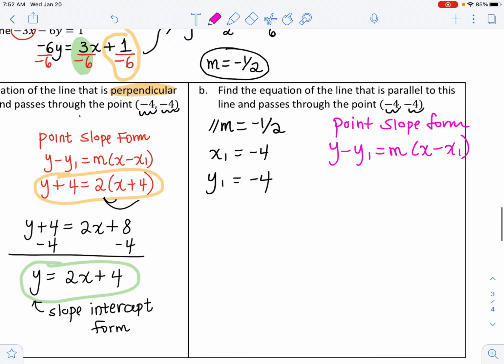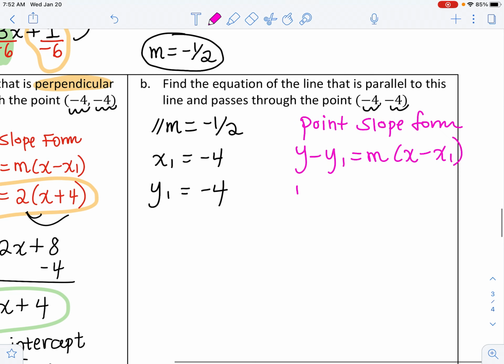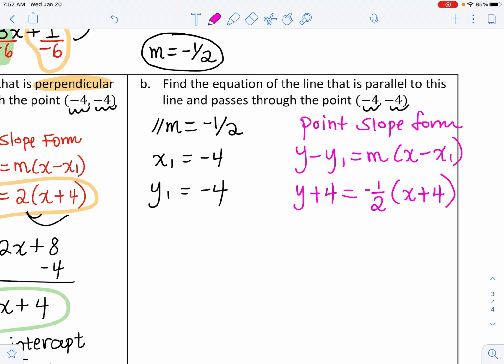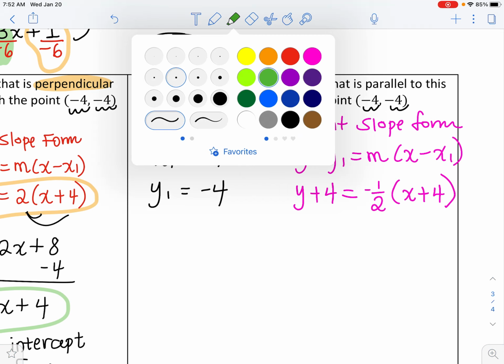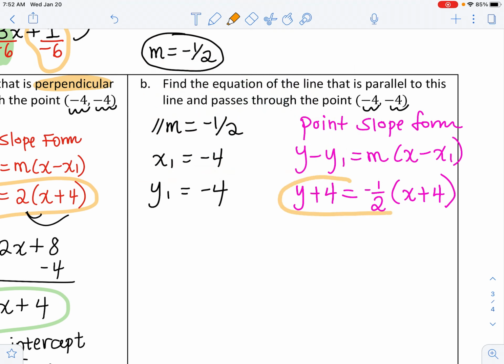Let's plug everything in. So the left side of the equal sign will be y plus 4, if you do y minus negative 4. On the right side, I will have negative 1/2, parenthesis, x minus negative 4, so that will be x plus 4. I'm going to circle this because this is the equation in point slope form. This is a perfectly fine answer.